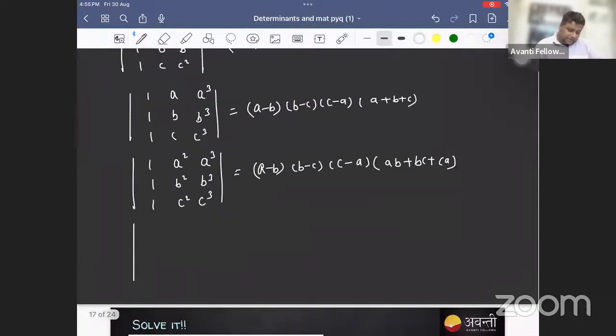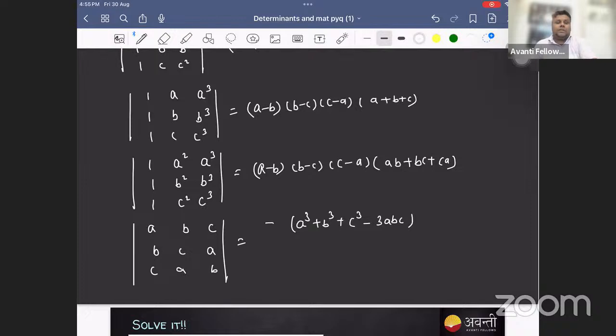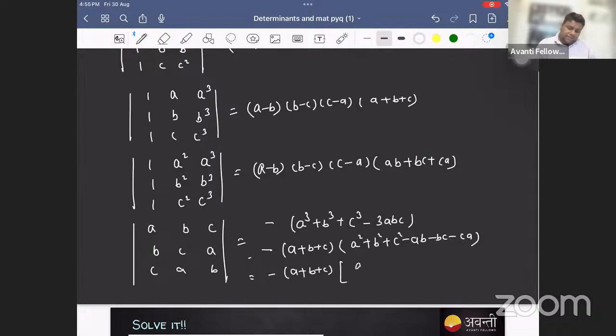And finally, the last determinant, that is a, b, c; b, c, a; c, a, b. This is minus of (a cube plus b cube plus c cube minus 3abc). Got it? This can also be written, with a negative sign, as (a plus b plus c)(a square plus b square plus c square minus ab minus bc minus ca), which can also be written as minus of (a plus b plus c) into ((a minus b) whole square plus (b minus c) whole square plus (c minus a) whole square) whole divided by 2.